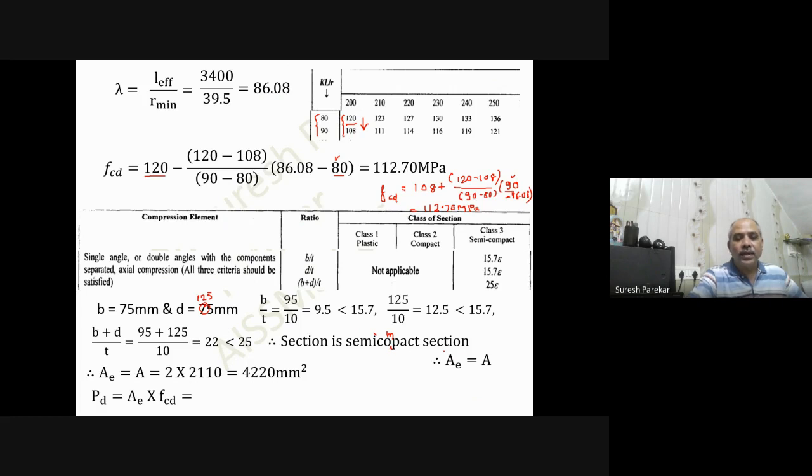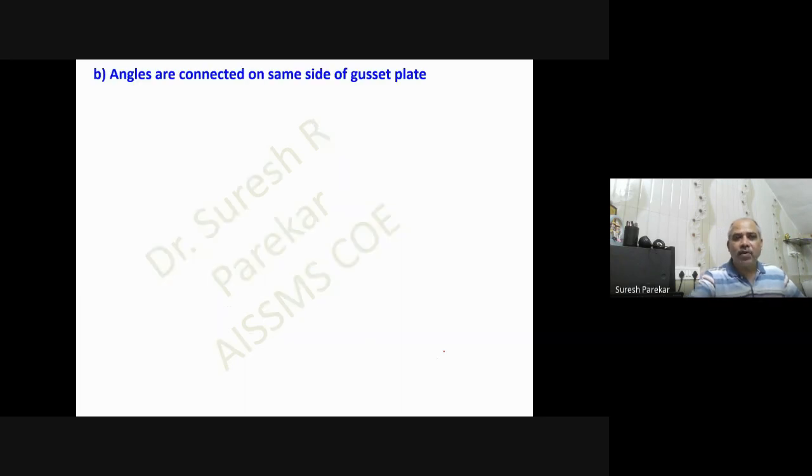And we know that in 7.1 we have Pd equal to Ae into fcd, and we will substitute values of both. From this we will get the value of compressive strength of the member when it is connected on opposite sides of the gusset plate as 517.79 kilonewton. So now similarly we will go for the second case.